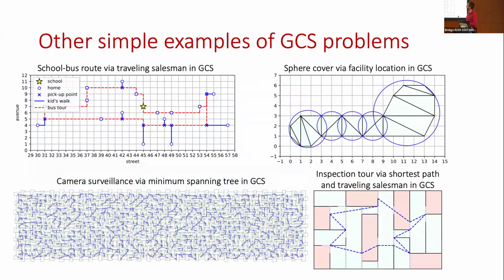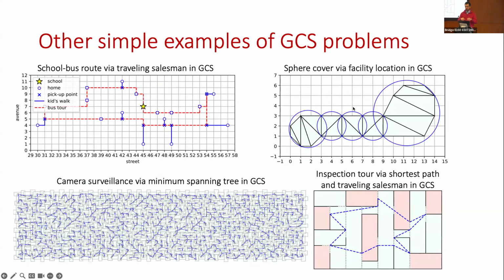I'm a bit behind with the time, so let me go quickly to the other examples. Here we had a bunch of other examples of different GCS problems that are not the shortest path problem. On the top left, for example, you have a school bus that has picked up a bunch of kids. If the kids were at fixed locations, this would be a standard TSP problem. And now you also have the variable that the kids can move a bit around in order to reduce the total trip, the total length of the tour of the bus. And so you want to optimize this discrete continuous problem with TSP in GCS.